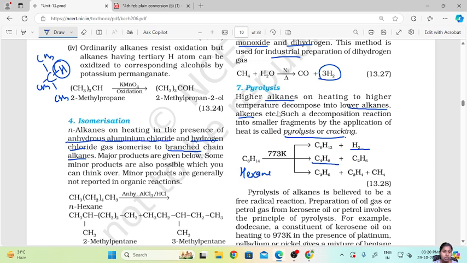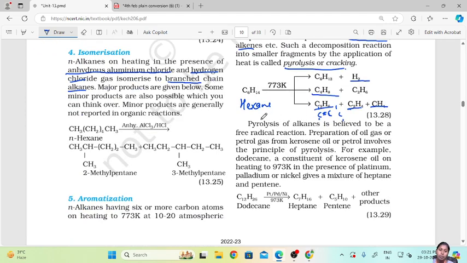You can get a hexene, you can get a butene, you can get an ethane, or you will get C3H6. Okay, so you get propene, you will get an ethene, and you will get a methane. So you can get various products from one single alkane.